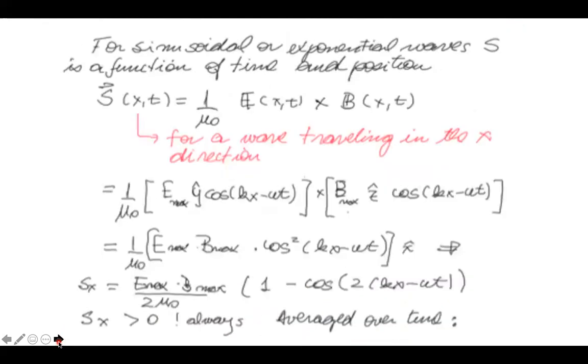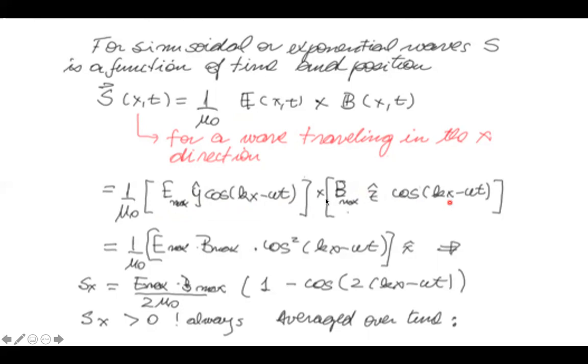Now for sinusoidal or exponential waves, this S is in general a function of time and position. Okay, so S as a function of x and t would be this expression here, and now what I would do is bring in my electromagnetic wave. X is the direction of propagation, and Y is the direction in which the E field is polarized. I'm just simply rewriting this term as a function of this traveling wave, cosine of kx minus omega t.